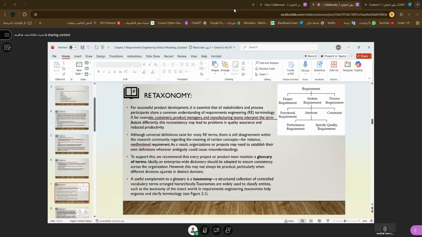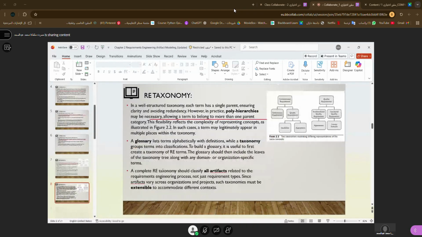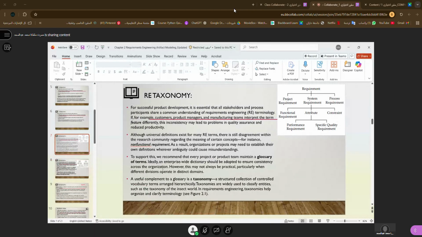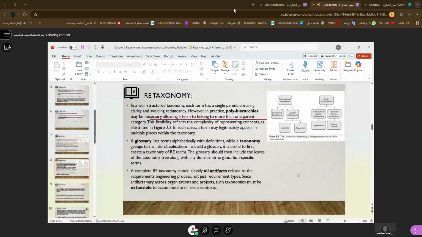So here, explain about requirements engineering taxonomy. From this, no need to write it as it is. You can write in your own words and you have to draw this. Okay. And this next one, this is nothing but what here? A diagram showing the two taxonomies illustrating the different representations of some concepts.